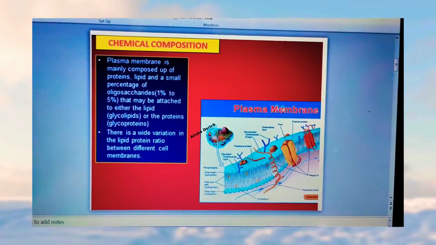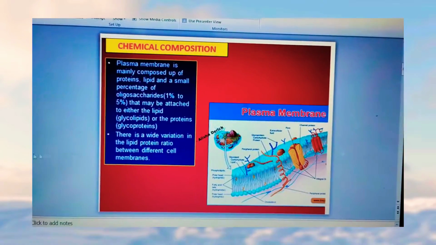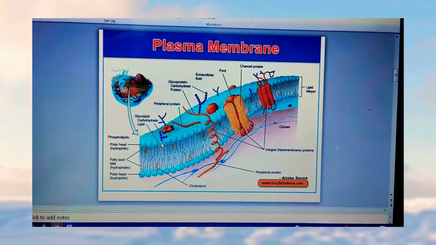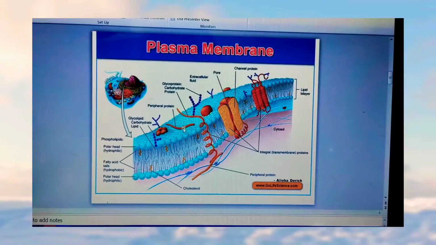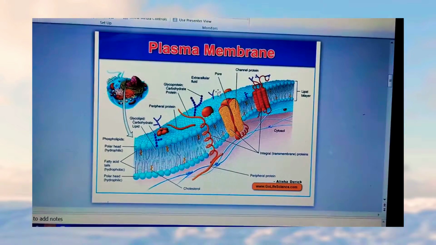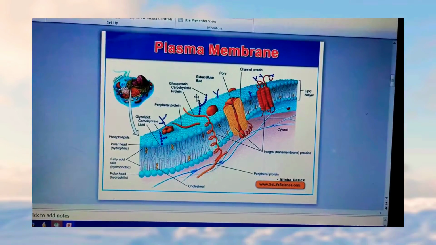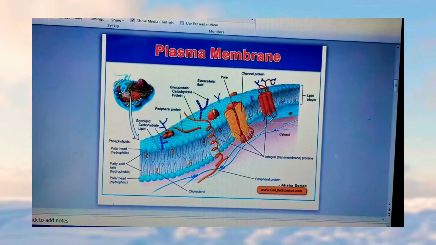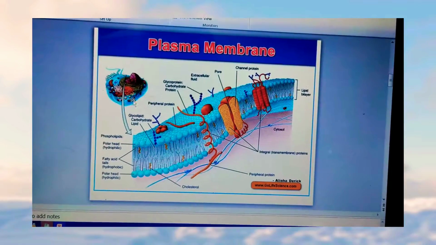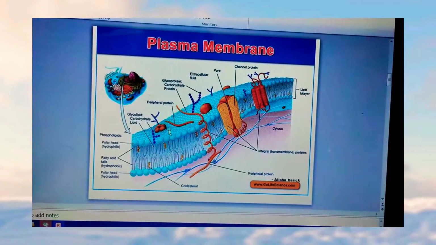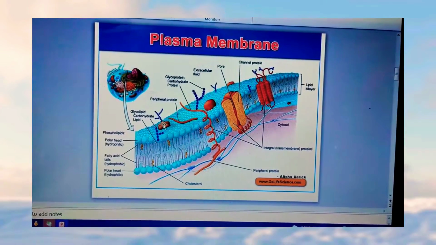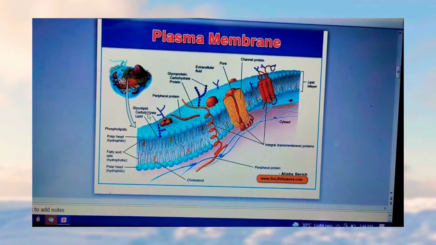It is basically composed of lipids. These are lipids, and these are the different proteins. You can see the cursor which is moving. These are the carbohydrates: glycoprotein, glycolipid. Why is it glycolipid? Because the carbohydrate is attached with the lipid. You can see this is the lipid, and here this carbohydrate is attached with the lipid. That's why it is called glycolipid.